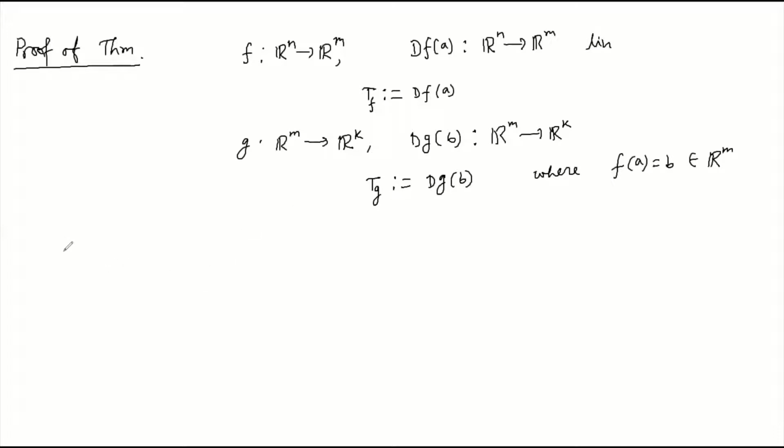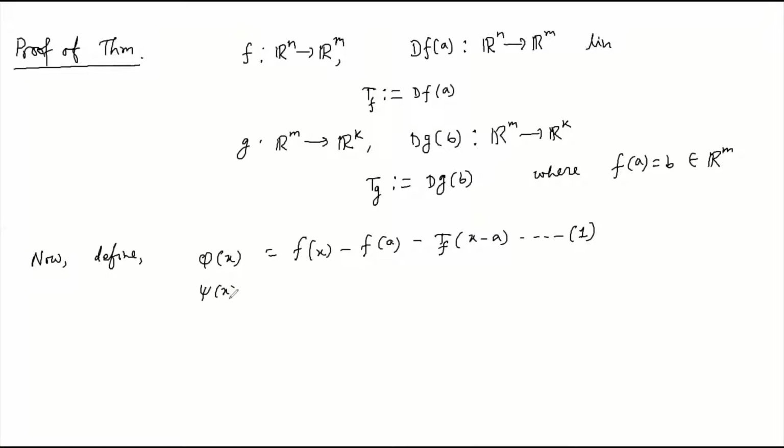Now we define phi of x equal to f of x minus f of A minus T sub f acting on x minus A. We label this equation number 1, where x belongs to Rn.